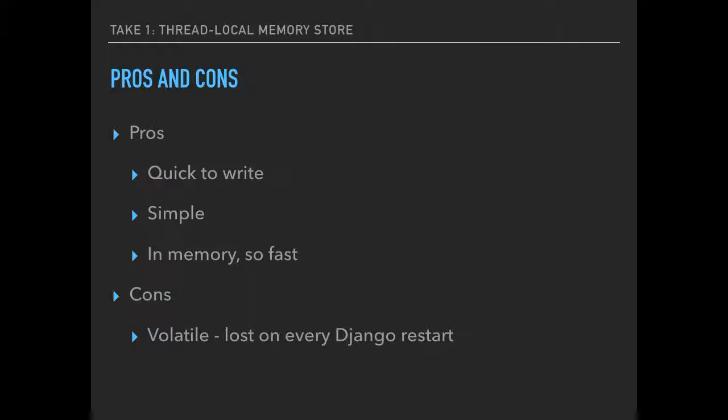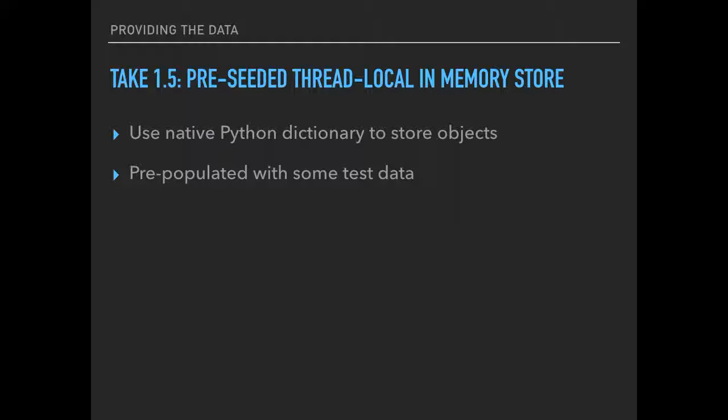So this is good, but looking back at the pros and cons, it's volatile. It's lost on every Django restart. That means if you're running the debug server, every time you save a file, you're going to lose everything. So that's not that good if you want to have a consistent view that you come into and you see a list of things that you expect to be there. So I'll improve it slightly with a take 1.5, which is still using an in-memory database, but I'll populate it with some test data.